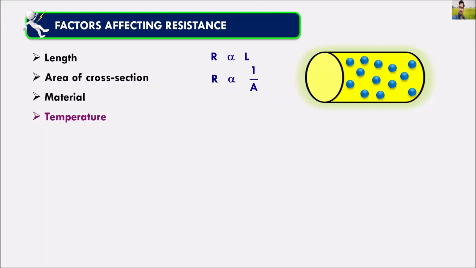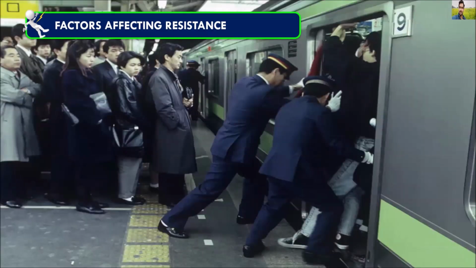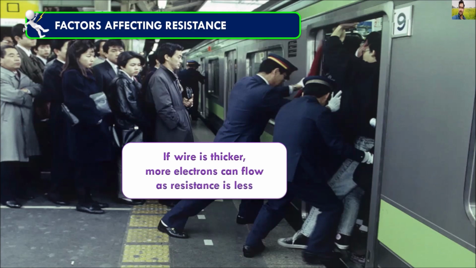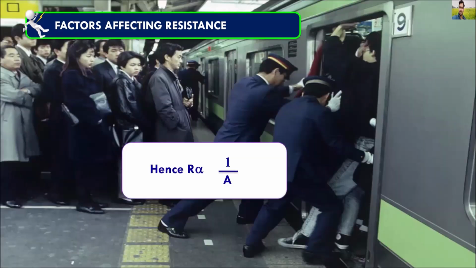Resistance is inversely proportional to area, which means if the area of cross section increases, resistance would decrease. Let's understand by this image. If the door is wider, more people can enter, obviously. So resistance is less. But if the wire is thicker, more electrons can flow as resistance is less, right? Hence, resistance is inversely proportional to the area of cross section.